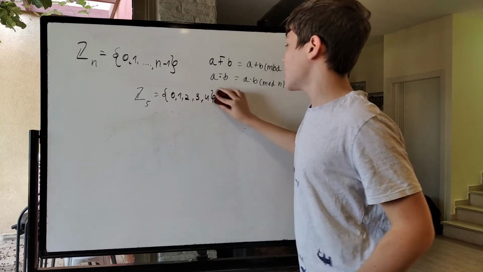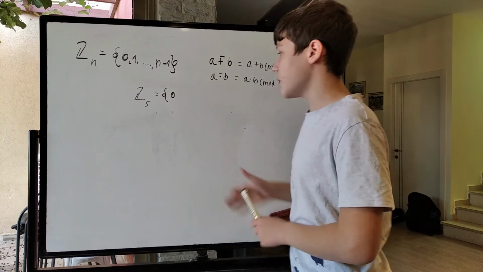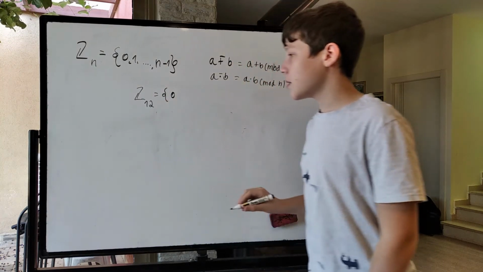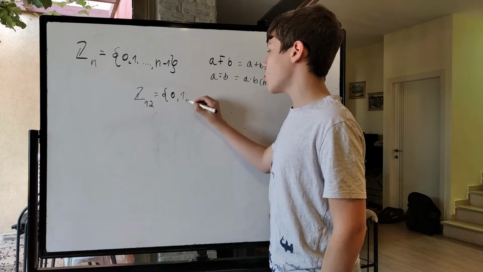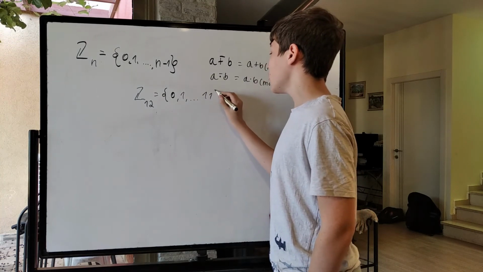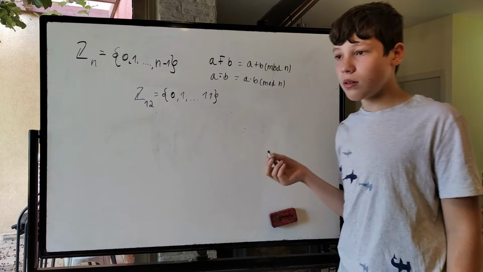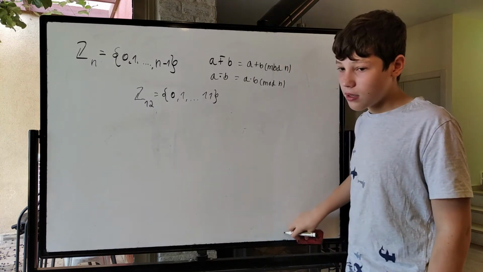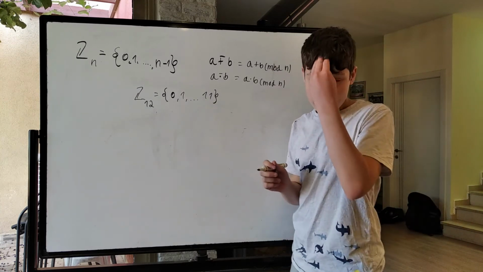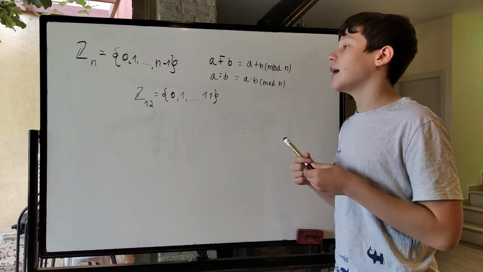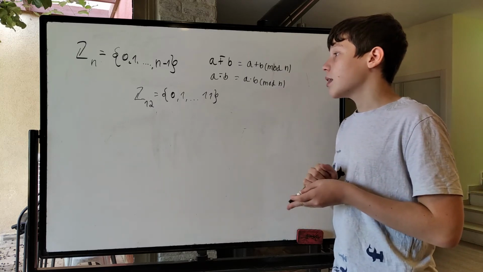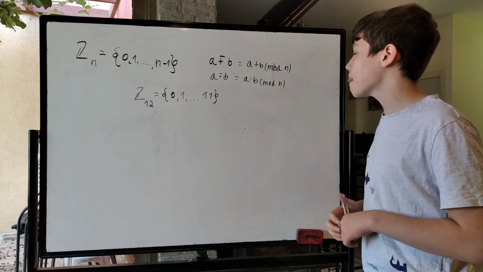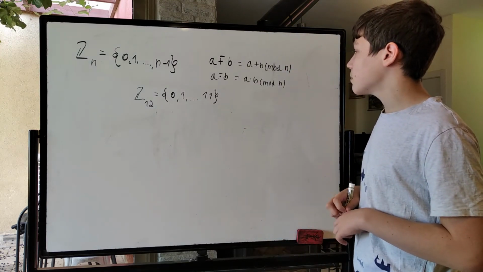Now, let's move on to a slightly different field. How about Z12? So Z12 is 0, 1, 2, and all the way on up to 11. The remainders after dividing by 12. Now this is not a field. And here's a little insight too, maybe a little step in the direction of why this is a field if and only if the index here is prime, which in this case it isn't.